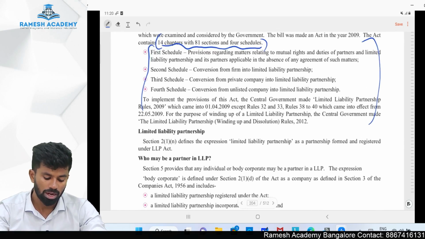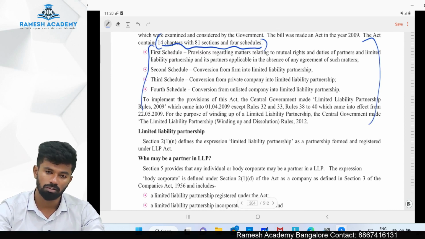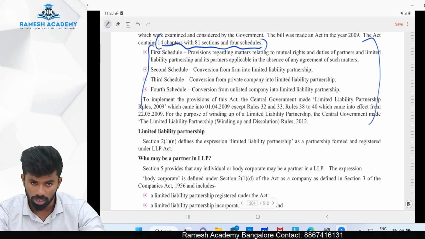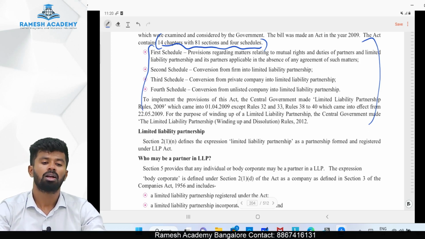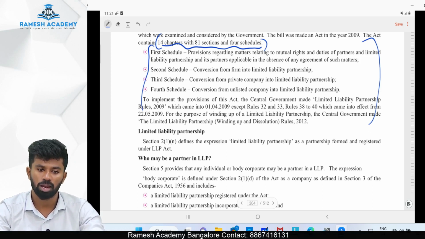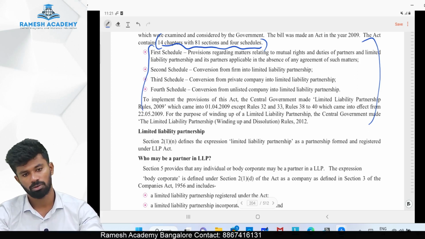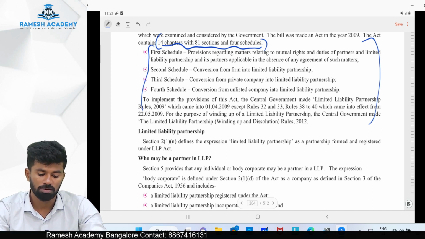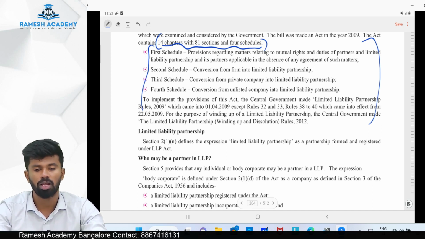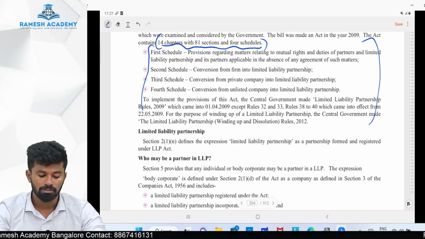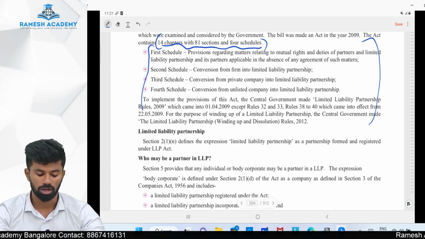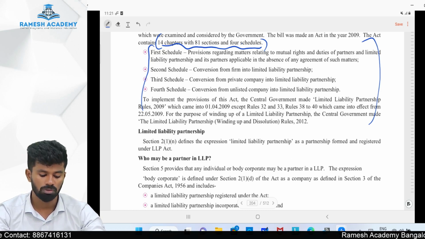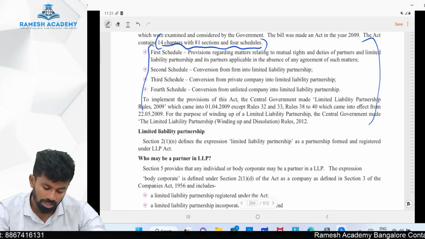The second schedule provides the provisions with respect to conversion of a partnership firm into an LLP. The formalities to be followed for conversion are governed by the second schedule. The third schedule provides for conversion of a private company into an LLP, and the fourth is conversion of an unlisted company into an LLP.